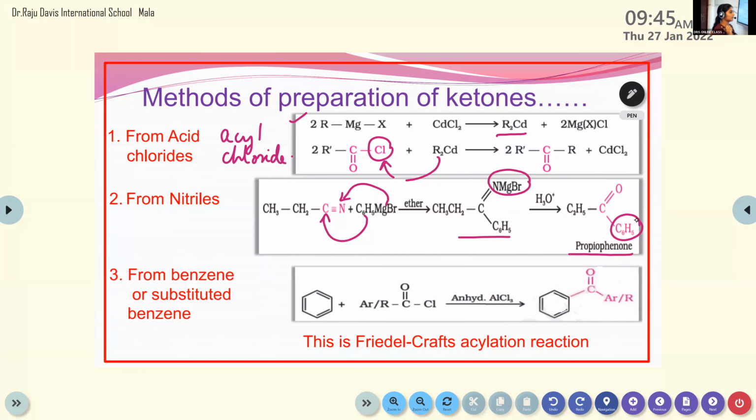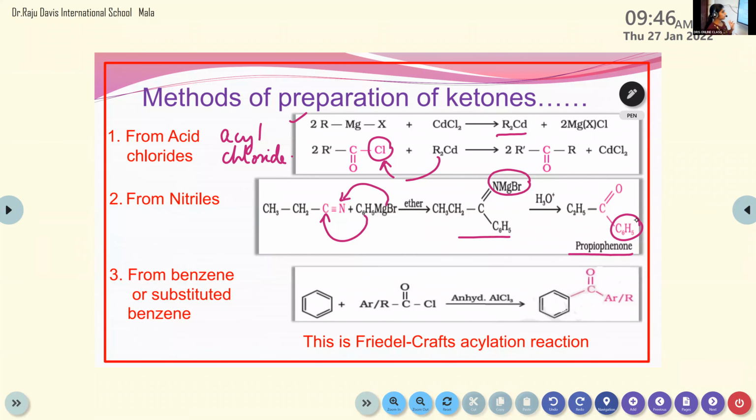So there are 3 carbon atoms. I will teach you the IUPAC naming, then you will be able to write the names of any aldehydes and ketones. So here the common name is propiophenone, and its IUPAC name is 1-phenyl propanone.